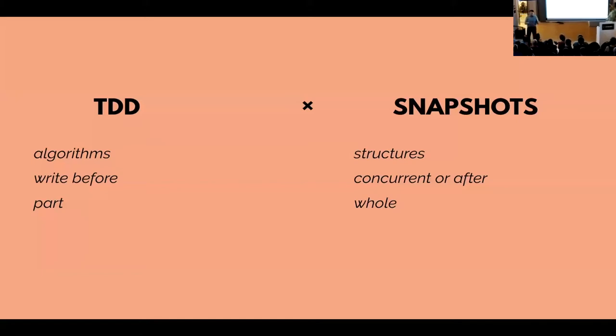TDD is write the test before. With snapshots, you don't want to do that. As I said, it's for big structures, you don't want to write it before. So it's usually really good when you add things. Imagine you are building this JSON, right? In the first line, we have the test watch, so you always see immediate feedback on what has changed. You add name, the test will fail and say, oh, there's a new field.